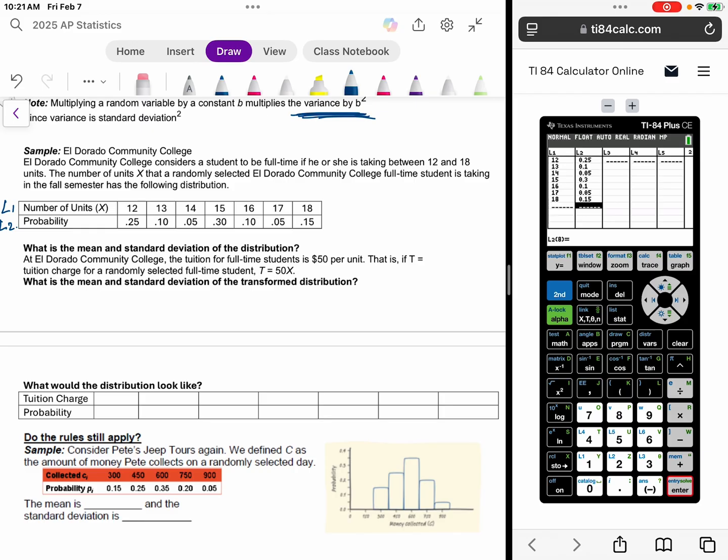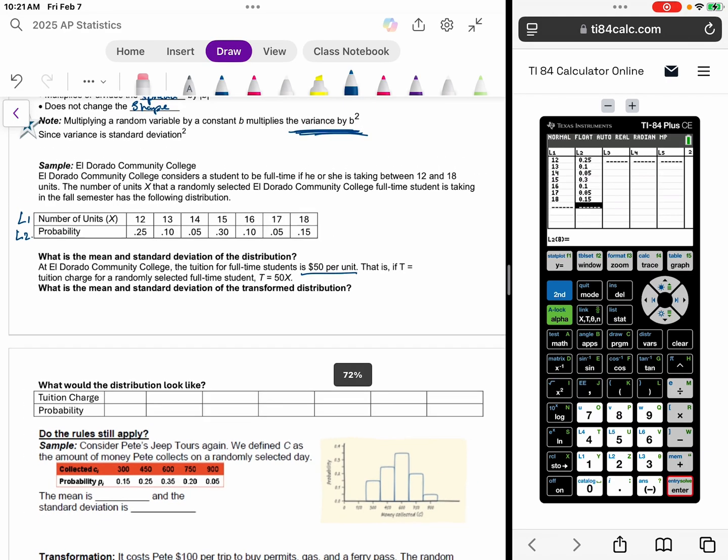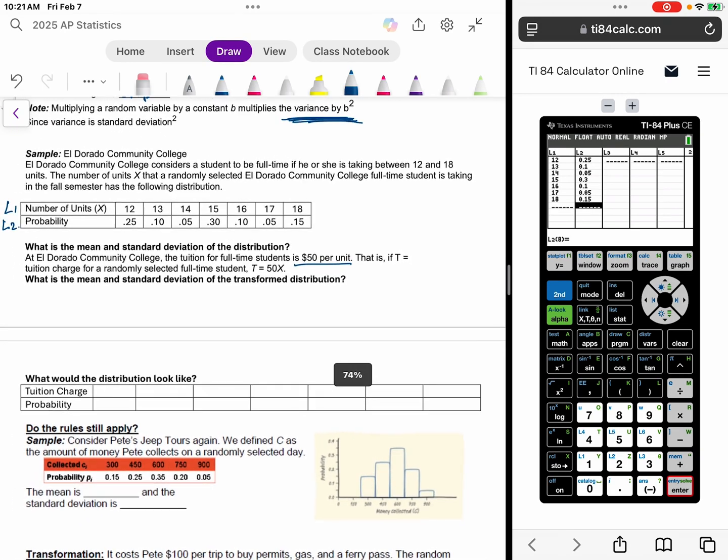They say at El Dorado Community College, the tuition for a full-time student is $50 per unit. That is, if T is equal to the tuition charge for a randomly selected full-time student, then T is equal to 50 times X. So let's go up to column L3 and take L1, second column 1, and multiply it by 50. That's going to automatically convert from my table.